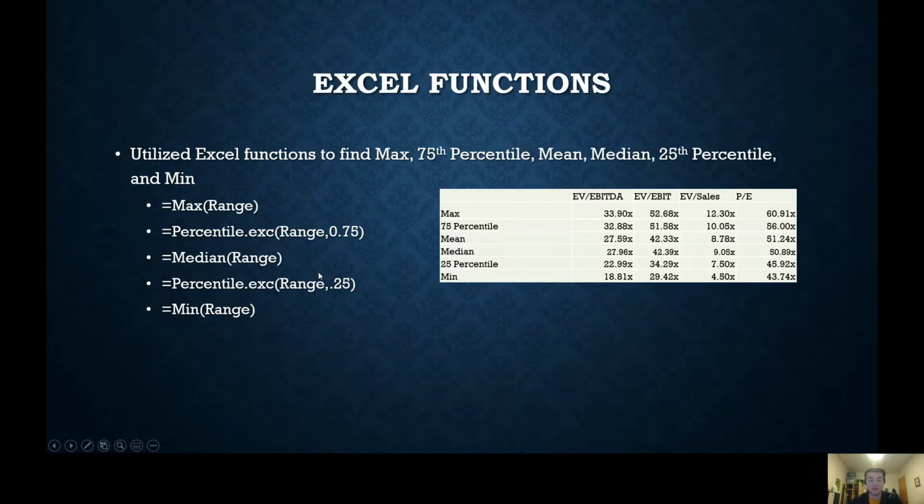The Excel functions are going to be useful when you compute the different values in a multiples approach. I'll have a template that you can follow too if you have any more questions to look at the actual functions. We're going to be utilizing the max, percentile to find the 75th percentile, median to find the median result, percentile again to find the 25th, along with the min. Now keep in mind, we're going to be focusing on the median result.